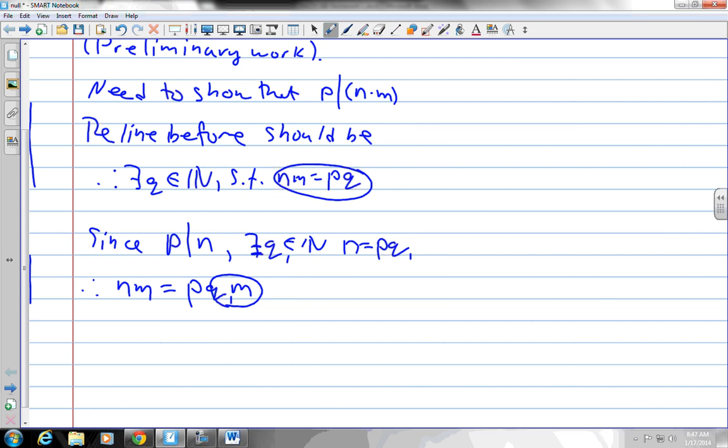Since both, I'm going to calibrate this thing in a little bit.